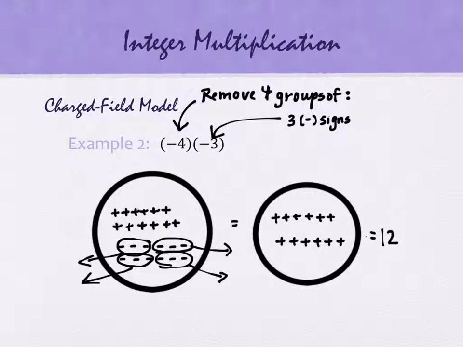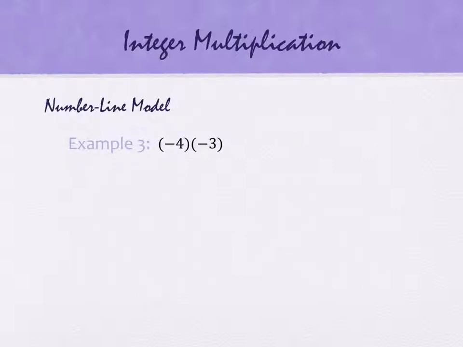So if I was removing 3 groups of 4 negatives or removing 4 groups of 3 negatives, the result's the same. So I don't want you to get tripped up in thinking that the first number means the remove and the second number means the negatives or positives. It can, but you could also reverse the language and the result would be the same. Okay? All right, last model is the number line model. This is my absolute least favorite one of these, and I'll show you why.